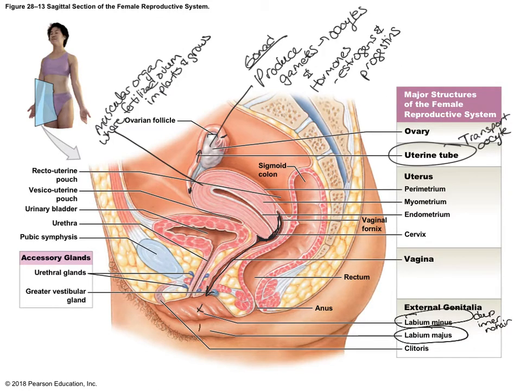The ovaries have three basic functions. They produce oocytes, those are immature gametes. They secrete female sex hormones like estrogens and progestins. And they secrete inhibin, which is a hormone that provides negative feedback, which will moderate the secretion of another hormone called FSH or follicle stimulating hormone.